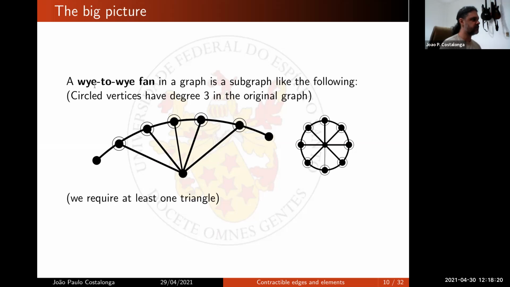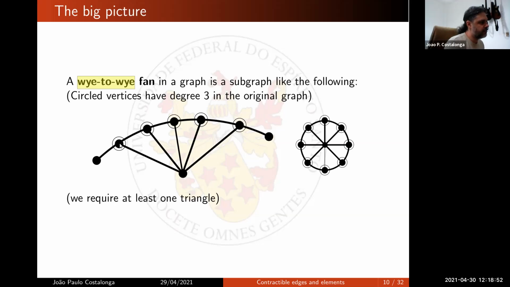We'll talk about a specific type of fan, a Y to Y fan. Y is like in Delta Y. When we have a degree 3 vertex, think of the circled vertex as a degree 3 vertex, a Y is the subgraph induced by these 3 edges incident to a degree 3 vertex. So a Y to Y fan in a graph is a subgraph like the following one.